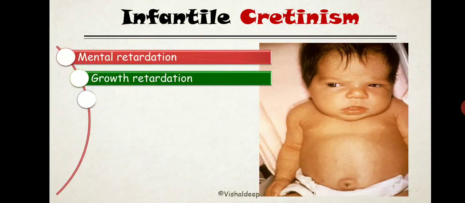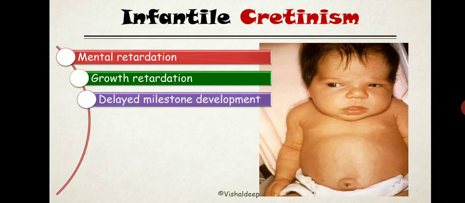Then the delayed milestone. What is a milestone? The milestone development of the child is like this: the child is supposed to do certain things at certain periods of time, right? Let me give you an example. From birth to 1 year, the child might be able to drink from a cup, sit alone without any support, and display a social smile. After 1 year, the child will start walking with support. After that, at about 12 to 13 months, the child is supposed to walk without support. This is the milestone. The child is supposed to do certain things at a particular age. That will be very much delayed in infantile cretinism.